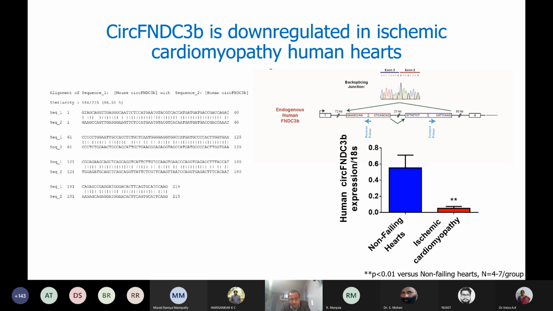We always look at the human sequences and human data. If we see the particular target has a role in human disease, that's when we move forward with it. So that's what we did here. On the left, you see we did a pairwise alignment to see whether our mouse sequence has any homology with the human sequence. And interestingly, we found more than 85% of this sequence has homology with the mouse sequence.